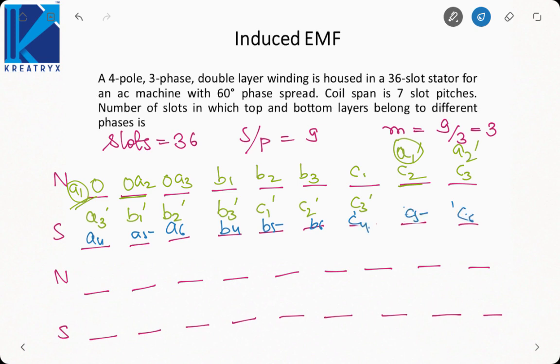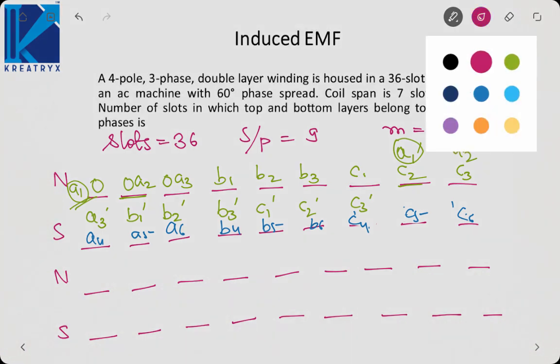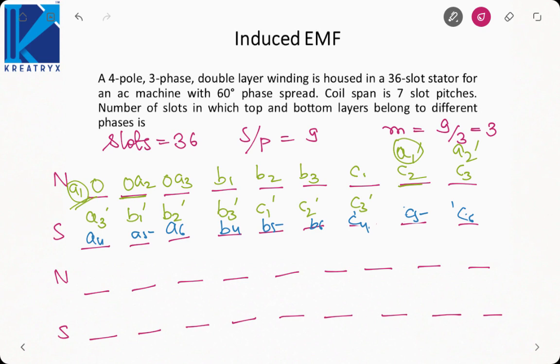Okay. Again, 3 slots are given to each phase. And based on the coil span, A4's other end will lie in this slot, A4 dash, and it will be A5 dash. Now see this one. These two belong to the same phase. These two belong to the same phase. These two also belong to the same phase. So out of 9 slots, there are 3 slots in which both the windings belong to the same phase, which means 3 out of 9 have the same phase.